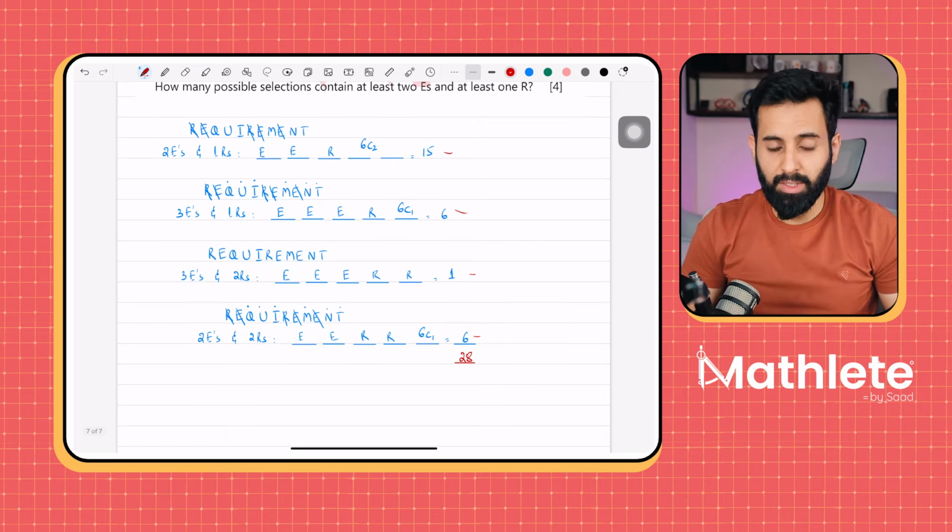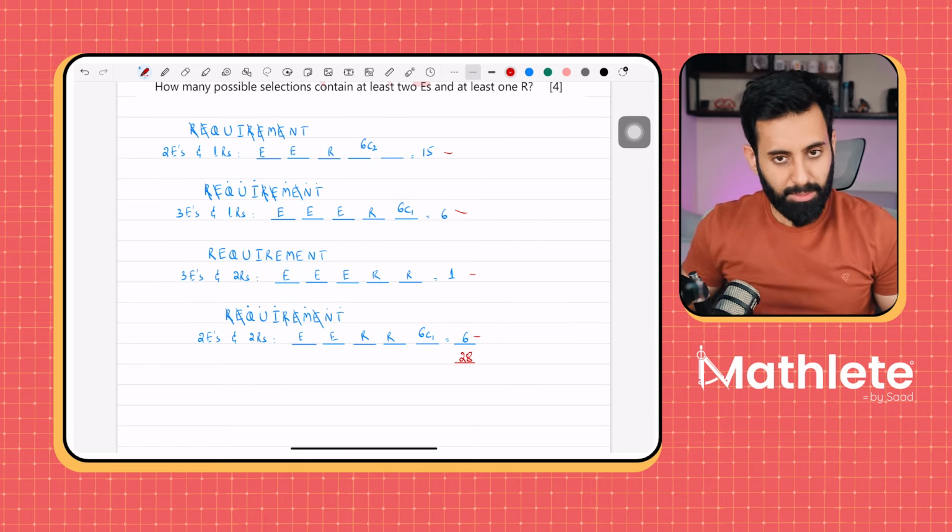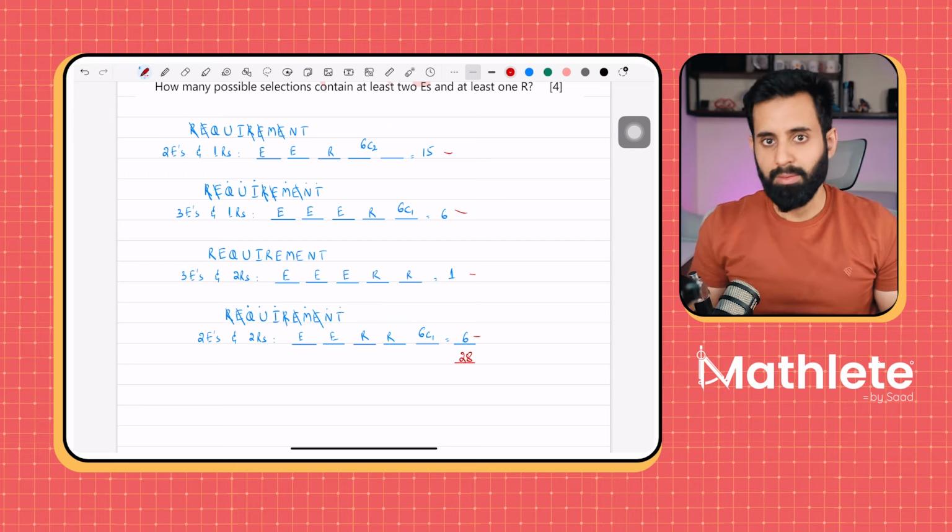So I hope you've understood the concept. If you think about it, the concept is pretty straightforward. It's just that you have to keep your eyes and ears open.